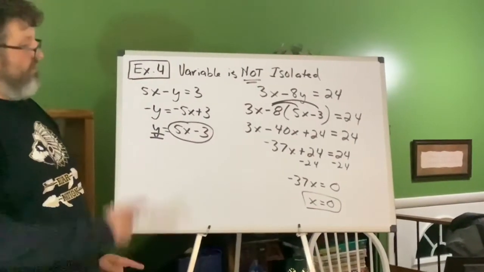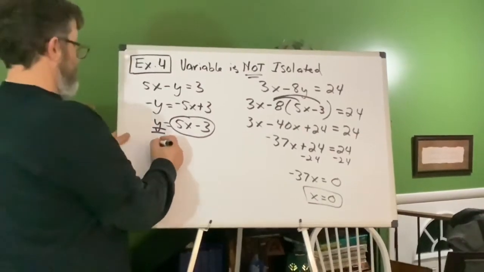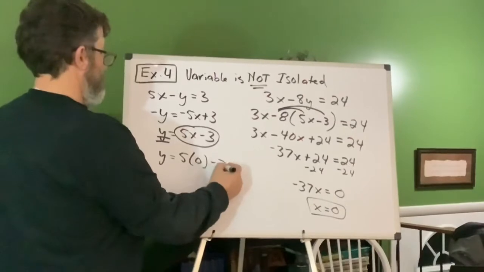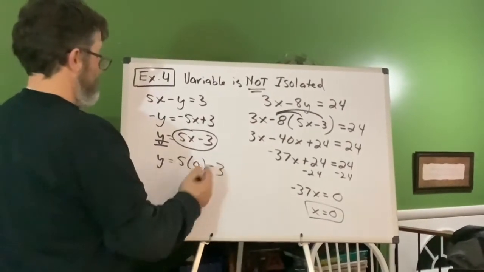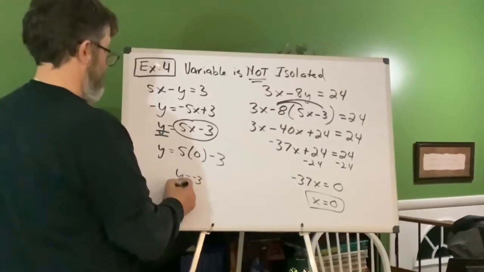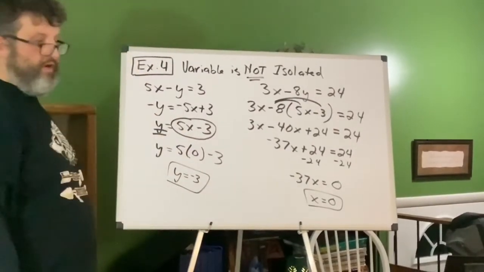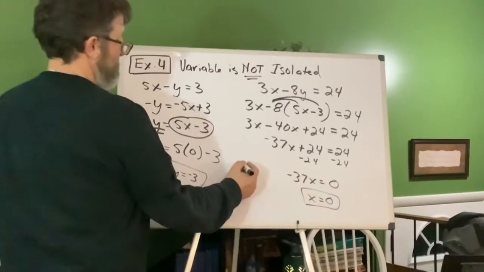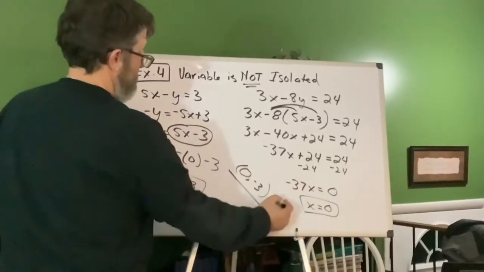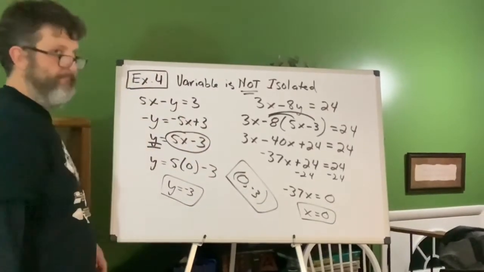Okay? What do we do with that? Everybody knows we come over here. y equals 5 times 0 minus 3. 5 times 0 is 0, minus 3. y equals negative 3. Okay, did you remember to report your answer? x first, right? 0, negative 3. Bam.